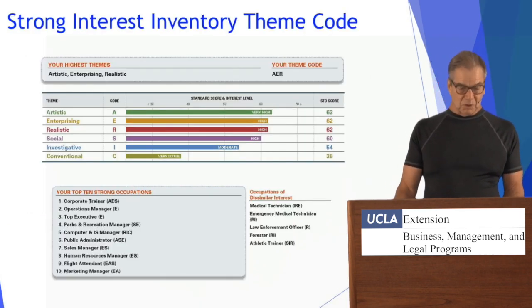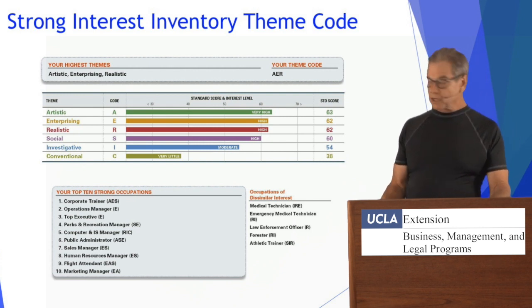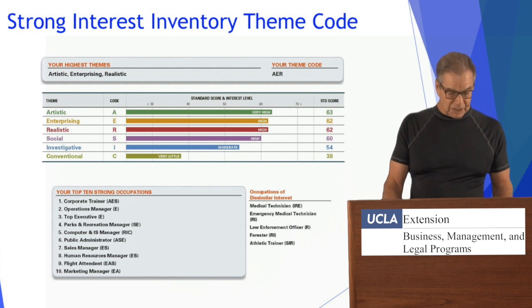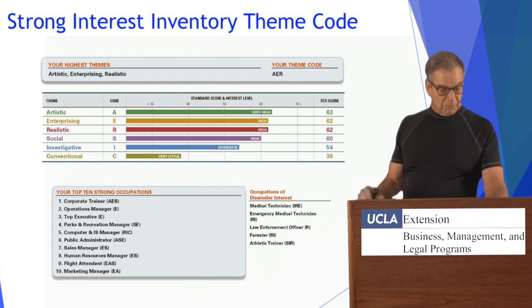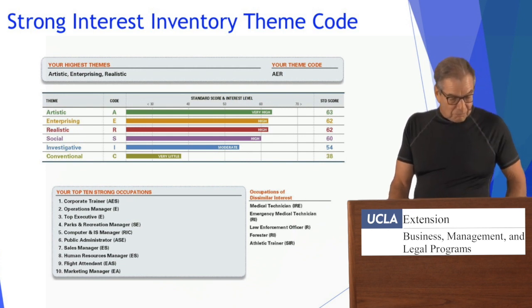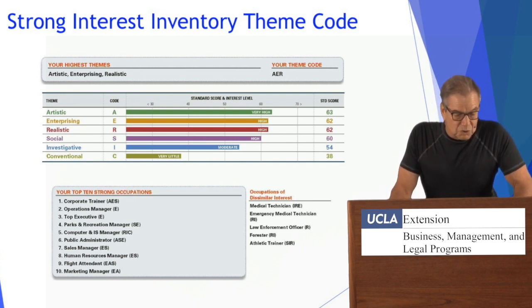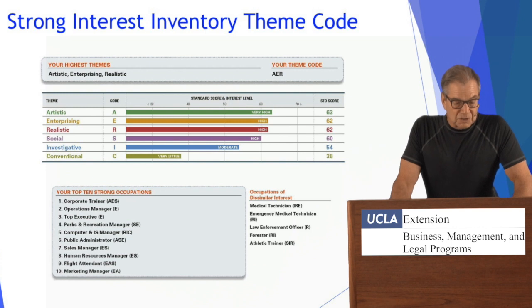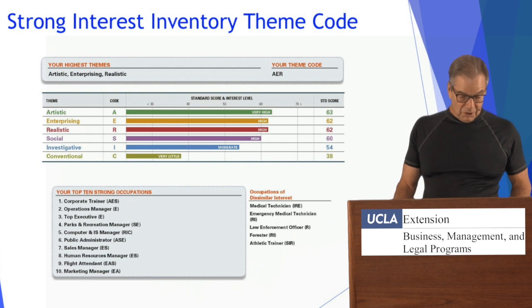Here's just a quick example of what the Strong Interest Inventory theme code looks like. It's going to list the 6 categories and indicate whether each is high, really high, medium, or low. By the way, that's my actual Strong Interest Inventory score. My highest are artistic, enterprising, and realistic, and then also social. So I actually have high for the top 4.